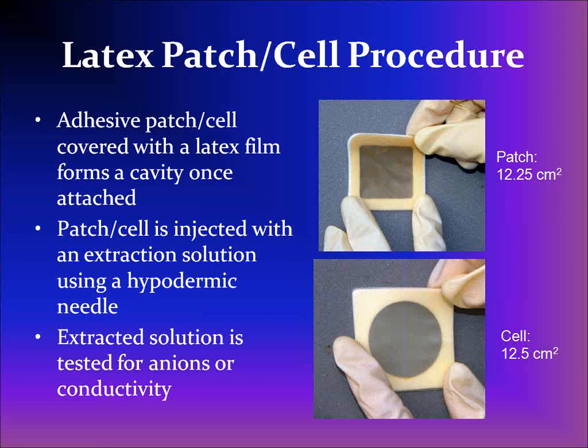The procedure for collecting a sample from the surface using these 2 latex cells is essentially the same. The patch or cell is injected with an extraction solution or distilled water using a syringe. The solution is then withdrawn and tested for anions or conductivity. Like the latex sleeve, the latex patch or cell can be used in any position, conforms to rounded surfaces, and the solution, once injected, is not subject to evaporation from hot surfaces.